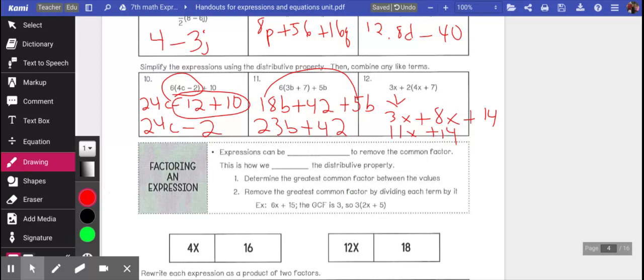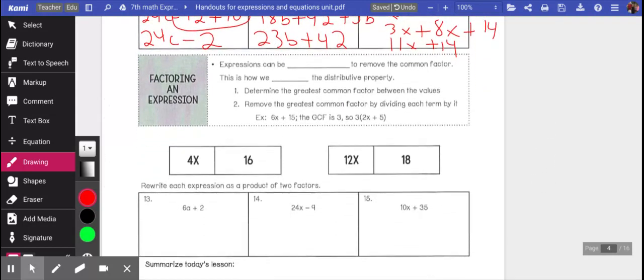And again, we will practice lots of those, throwing kind of a lot at you in this lesson. And then the next one, and I'm going to go ahead and put it in here, is expressions can be factored to remove the common factor. So it's kind of like we're going backwards. So this is how we undo the distributive property. So we're going to determine the greatest common factor and then remove it by dividing.